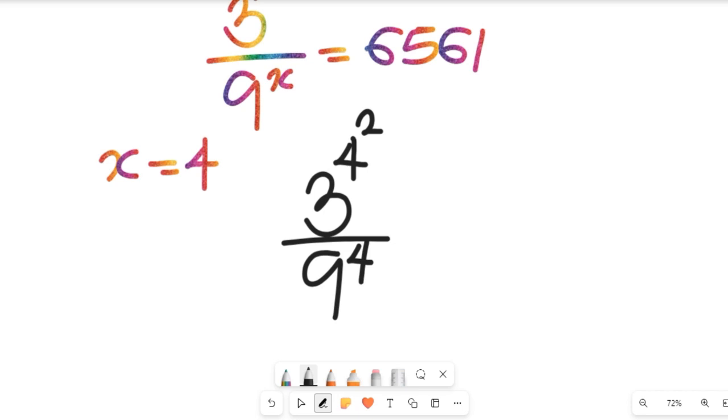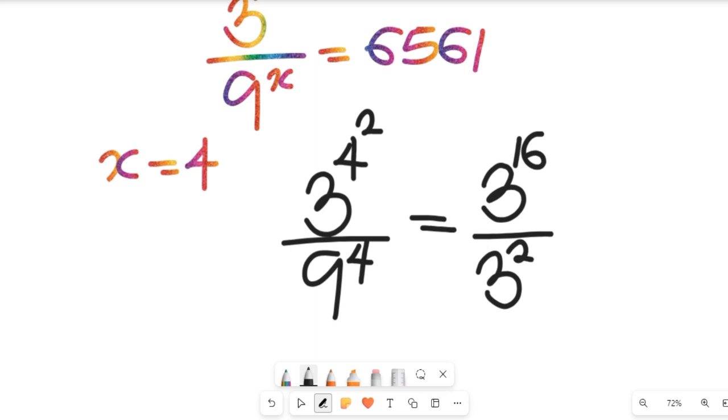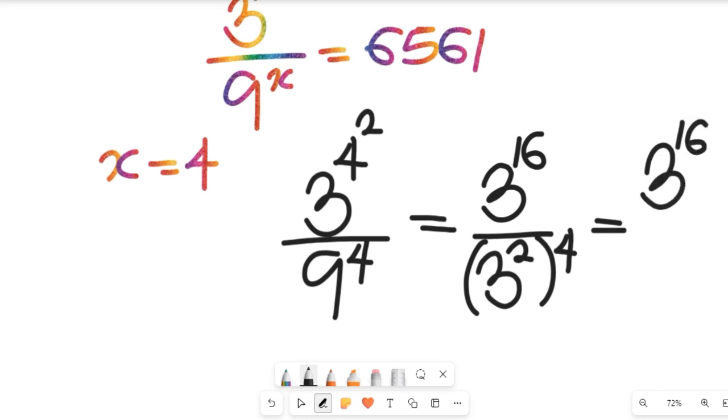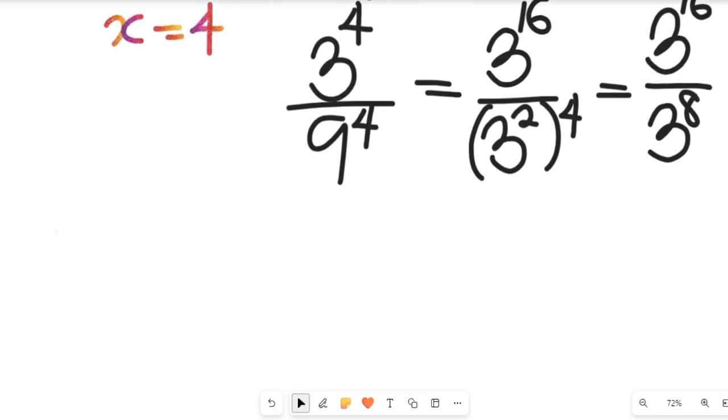Now, if we simplify this, what is it going to give us? 4 squared will give us 3 to the power of 16, right? And 9 can be written as 3 squared, so 9 to the power of 4 gives us 3 to the power of 2 multiplied by 4, according to the law of indices. So we'll have 3 to the power of 16 divided by 3 to the power of 8. Remember, the reason why we did that is to have the same base, so that we can simplify it without using a calculator, since they have a common base.